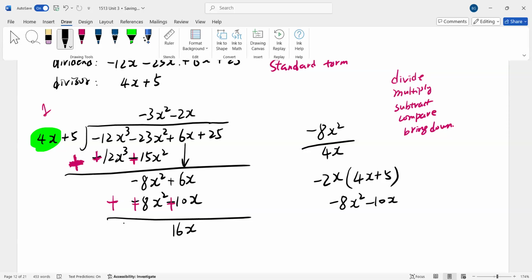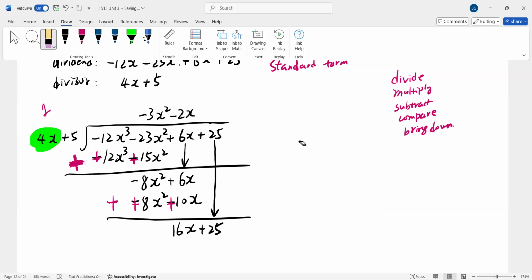Okay? And then compare. This is the remainder of the second round. Degree is 1, which is not less than the degree of the divisor. We have to keep going, bring down the next term in the original dividend, which is positive 25. And then start again. Start the third round. This is going to be the new dividend.